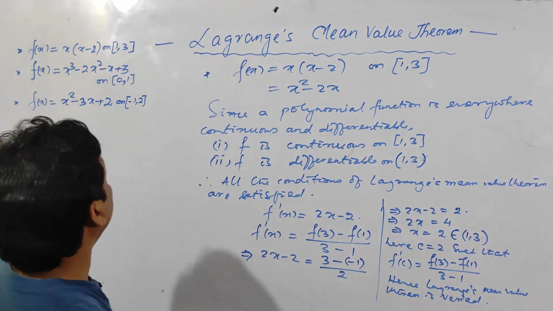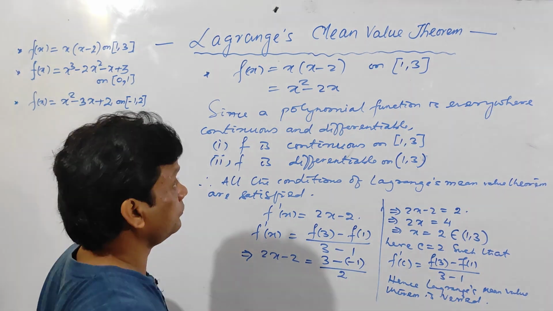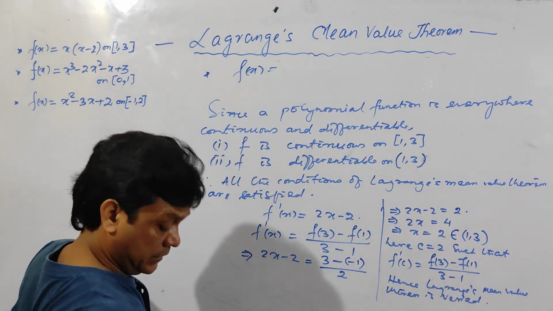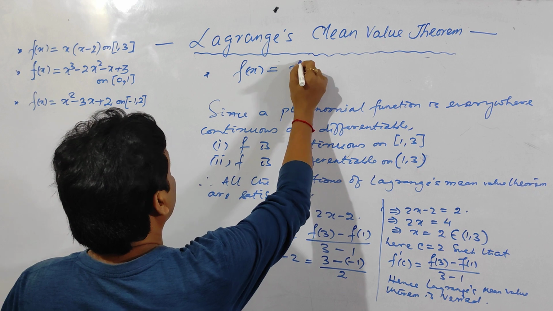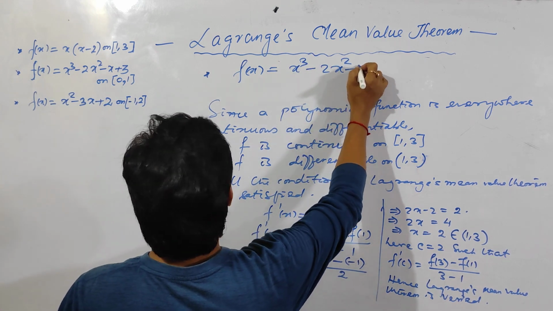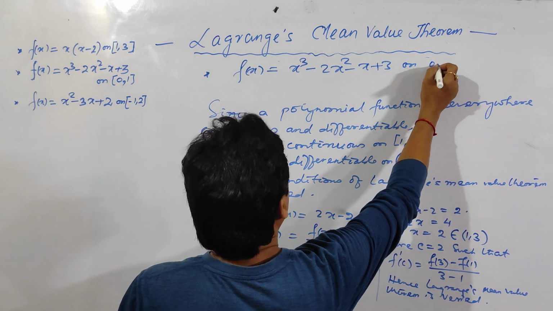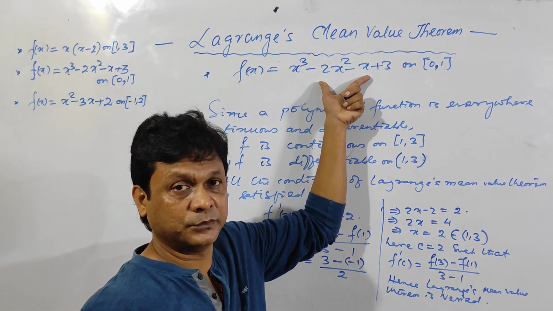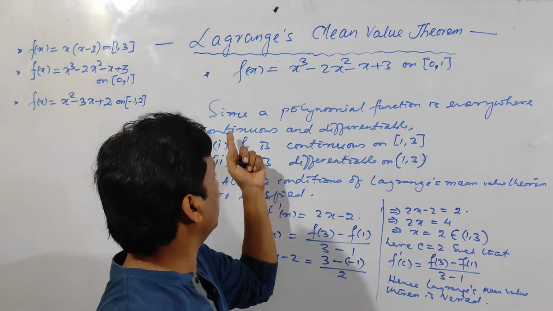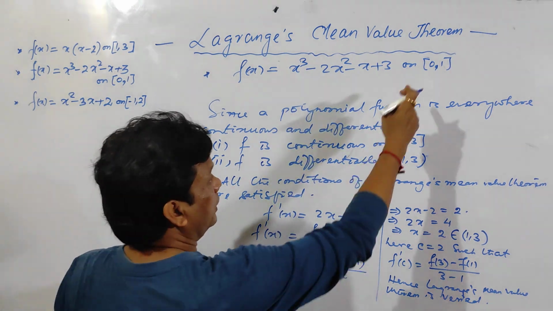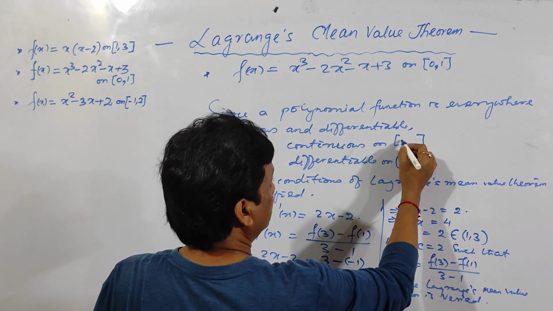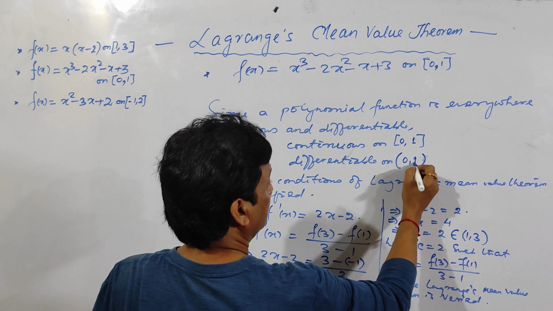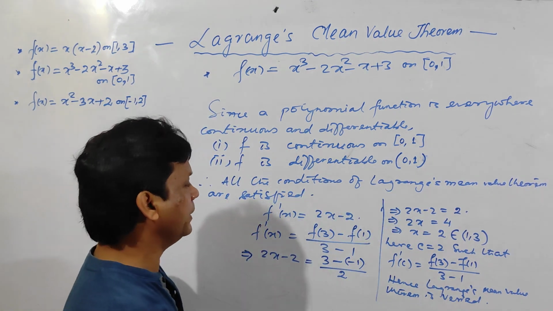Clear? Now, let us see the second problem. What is the second problem? See here, I am not erasing everything. f of x is equal to x cube minus 2x square minus x plus 3 on 0, 1. And already this is a polynomial. Clear? So since the polynomial function is everywhere continuous and differentiable, f is continuous on the closed interval 0, 1. I am simply changing the values, and it is also differentiable in the open interval 0, 1. So all the conditions of Lagrange mean value theorem are satisfied.